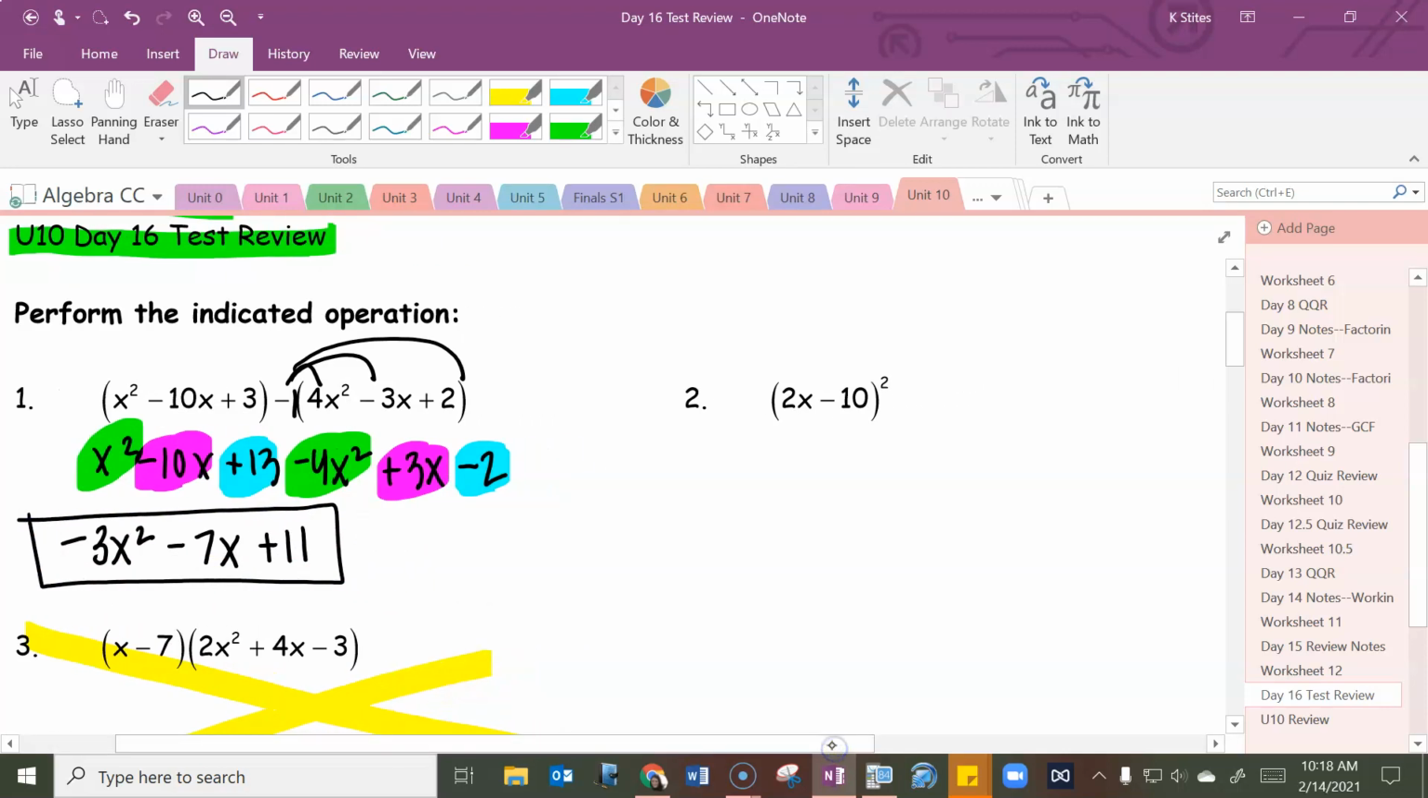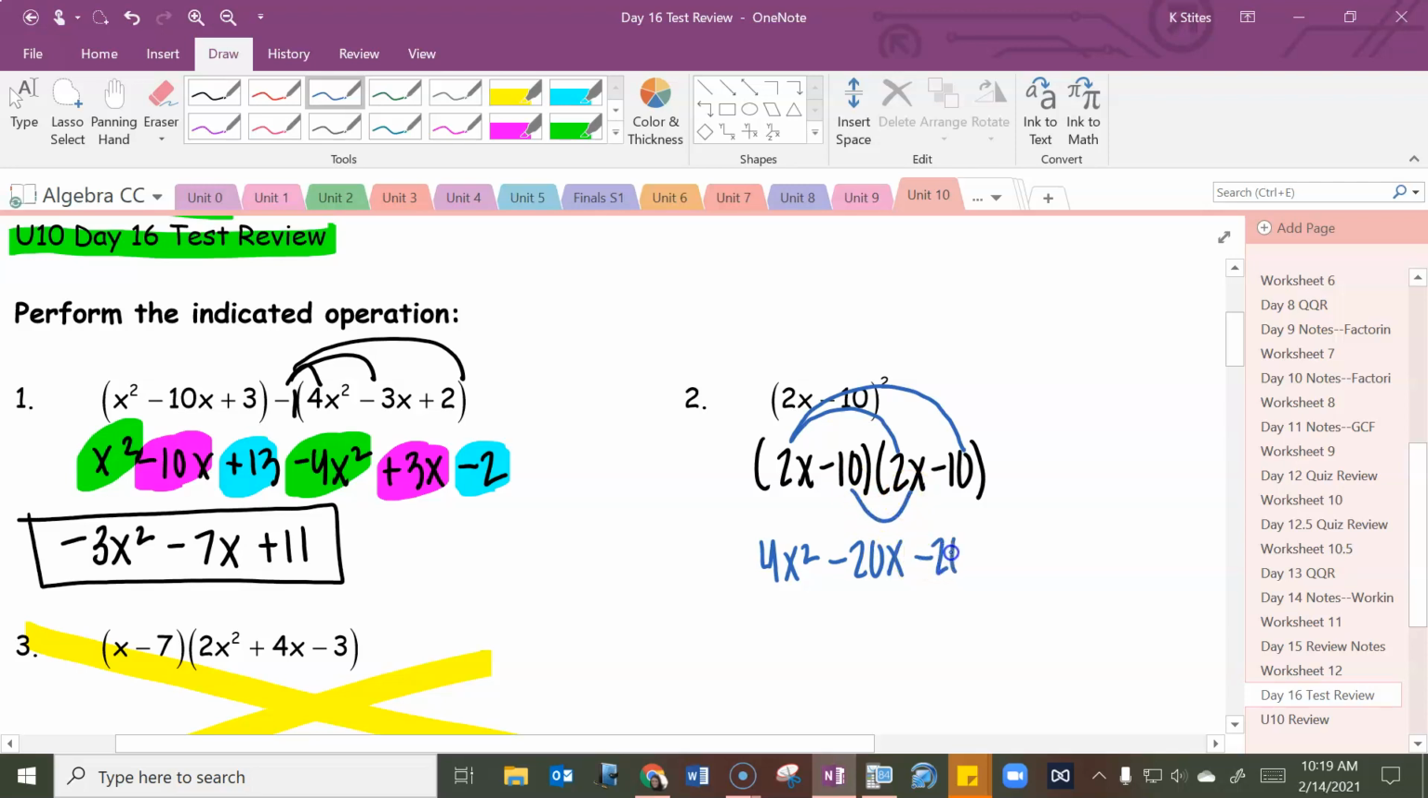Number 2, now this shows multiplication. This will be FOIL. We're going to go ahead and write this guy twice. And then we're just going to FOIL this out like normal. First, 2x times 2x is 4x squared. Outer, 2x times negative 10 is negative 20x. Inner, negative 10 times 2x is negative 20x. Last, negative 10 times negative 10 is positive 100.